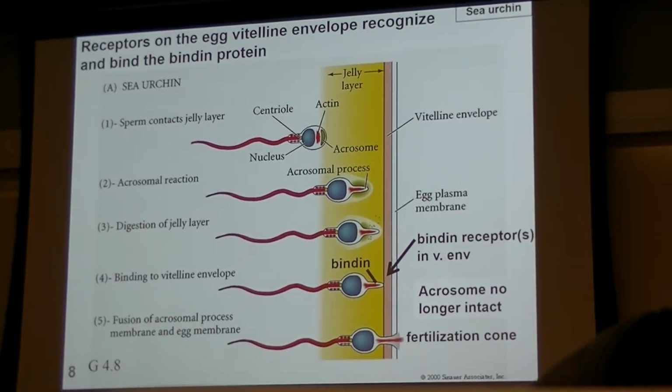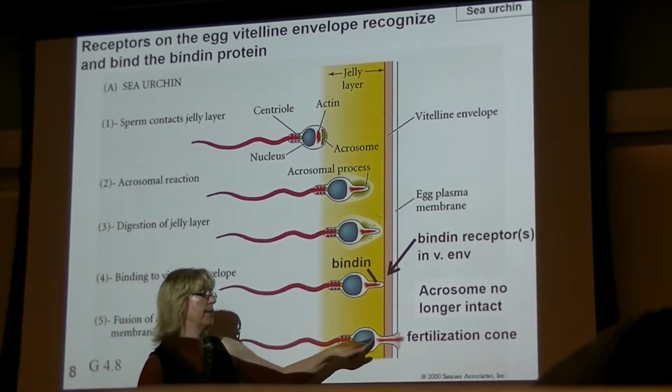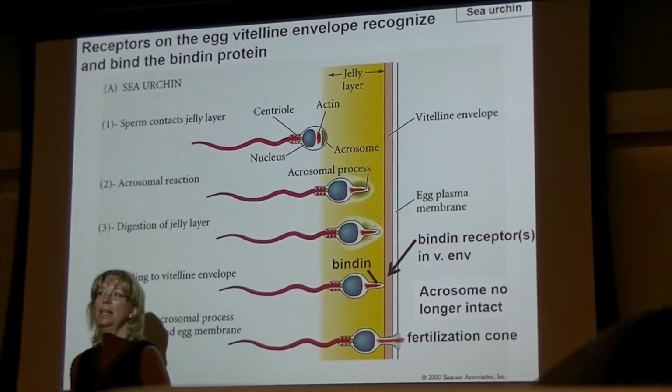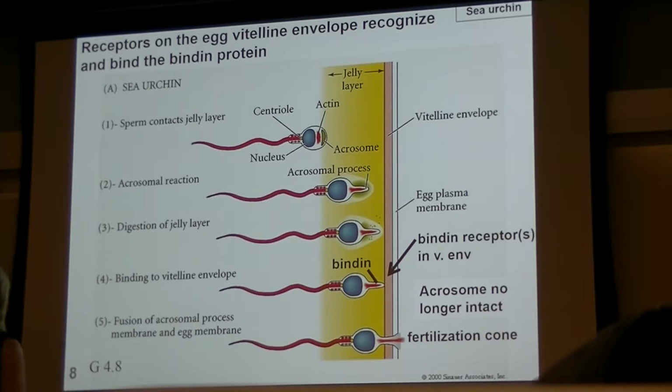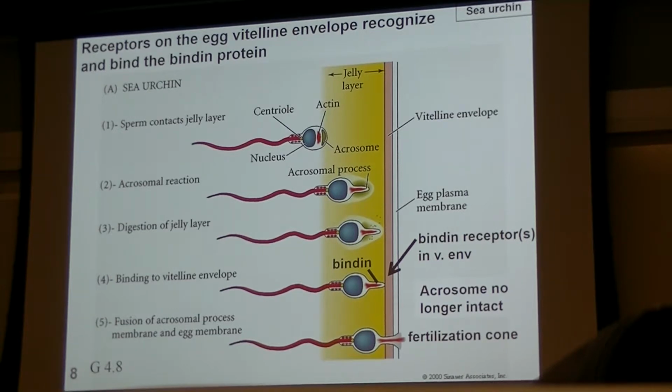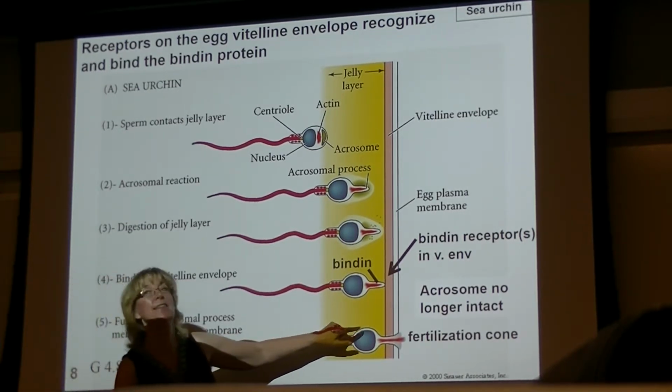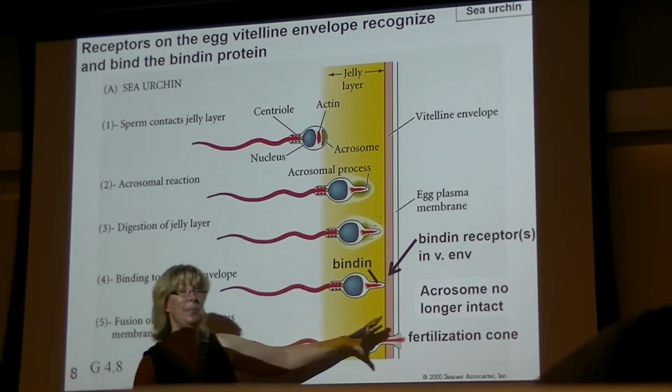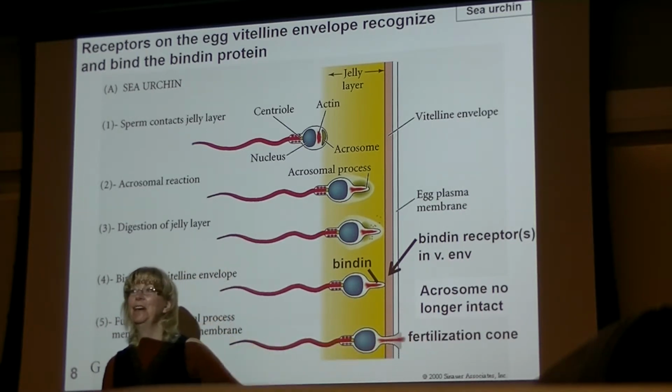So that's going to establish this structure known as the fertilization cone. And now for the first time we have a continuous membrane joining up the sperm cell and the egg cell. The next thing that we'll see happen is actually not only the nucleus, but the entire sperm goes into the interior of the egg cell.